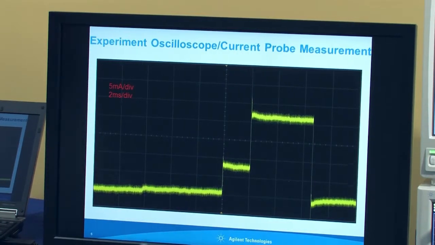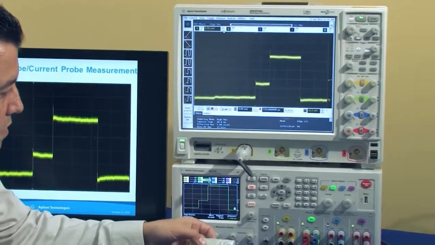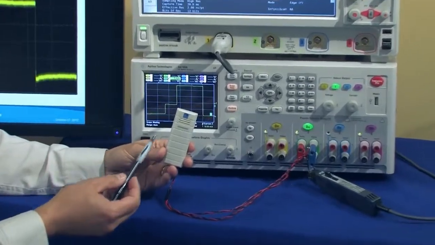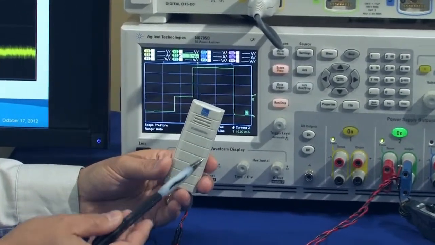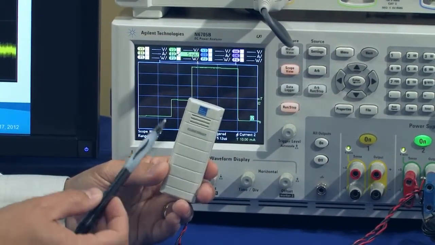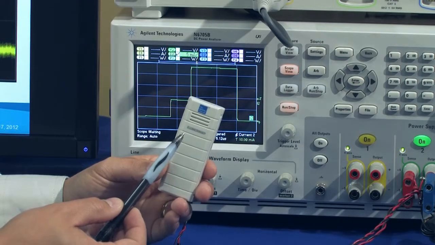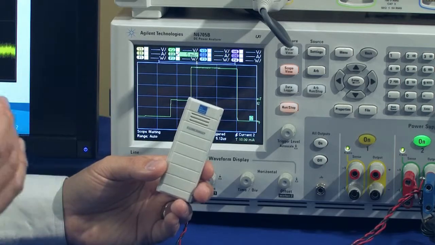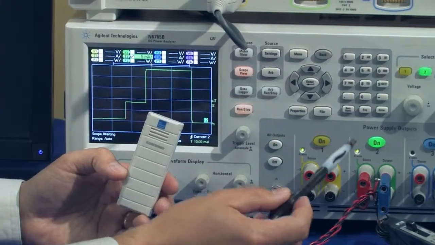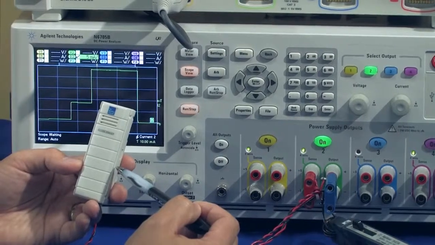So now I'm going to go to the actual setup and the device that I'm using to do this test. Over here you could see that I'm using a little weather station that transmits temperature and humidity to a receiver, and it transmits pulses of current periodically to the receiver. I'm using the N6781 to supply the voltage to this device, which is 3 volts.